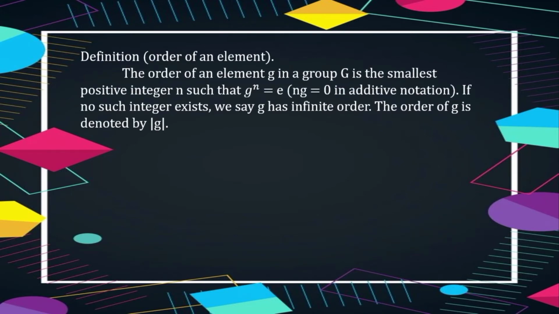Definition: the order of an element g in a group G is the smallest positive integer n such that g raised to n is equal to e, or n times g is 0 in additive notation. If no such integer exists, we say g has infinite order. The order of g is denoted by the symbol given.